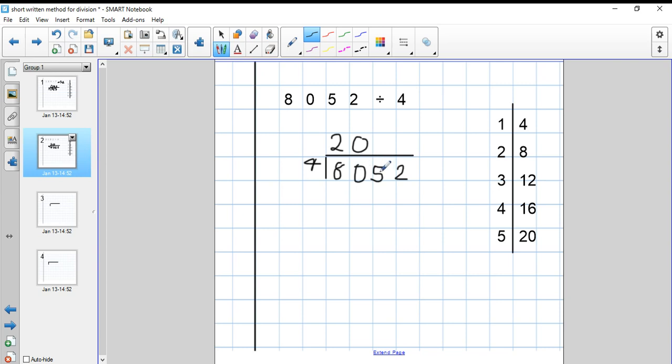The next digit is 5. How many times does 4 go into 5? Well, I know that 1 times 4 is 4, and that leaves me with a remainder of 1. So how many times does 4 go into 12? I know that 3 times 4 is 12, so I'm going to put a 3 here. And again, there's no remainder. So the answer to 8,052 divided by 4 is 2,013. And that's how we use our short written method for division.